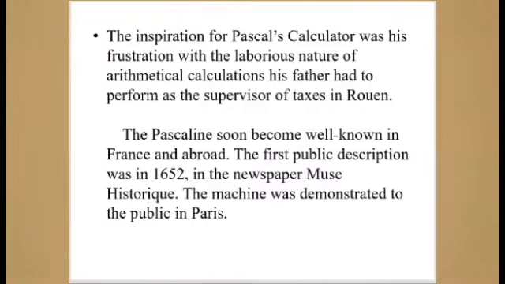The Pascaline soon became well known in France and abroad. The first public description was in 1652 in the newspaper Muse History. The machine was demonstrated to the public in Paris.